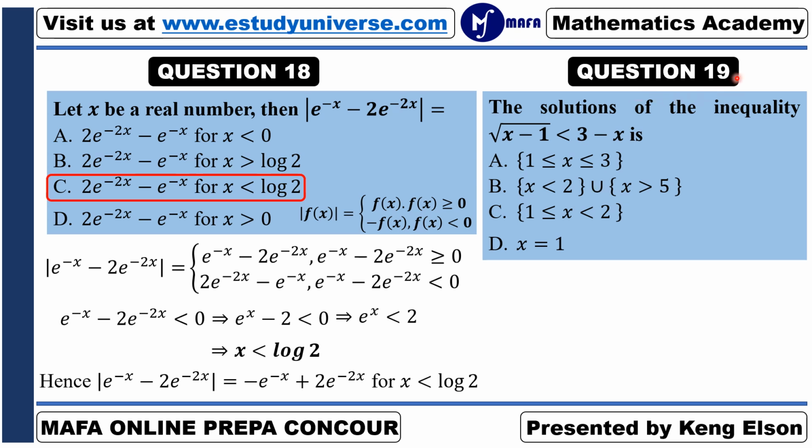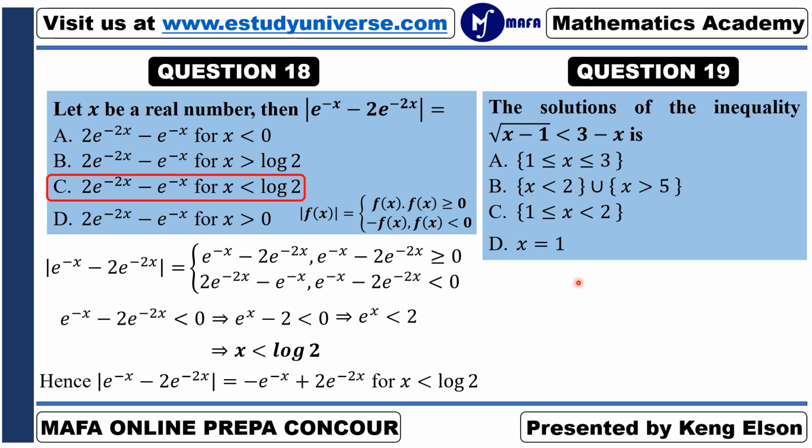Okay, question 19. Inequalities once again. The solutions of the inequality, the square root of x minus 3 of x minus 1 less than 3 minus x is. Okay, so option A says that 1 is less than or equal to x less than or equal to 3. Option B says that x is less than 2 union x is greater than 5. Option C says 1 is less than or equal to x less than 2. And option D says x is equal to 1.